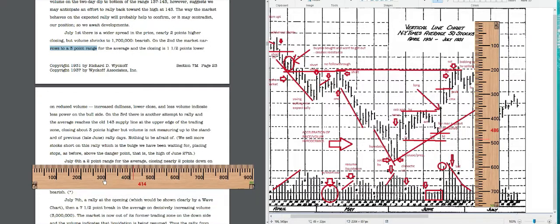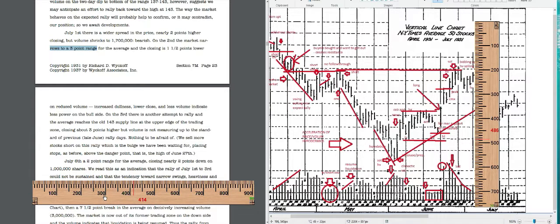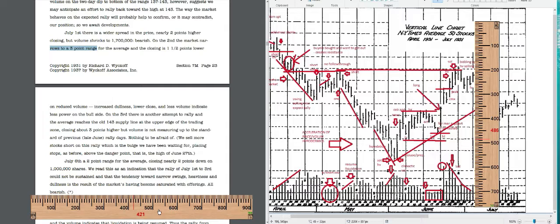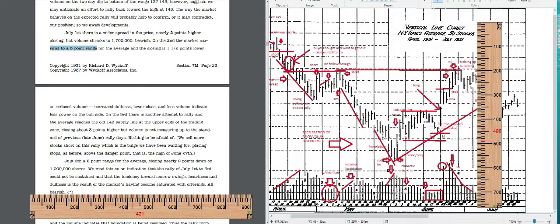"On the July 6th, a 2-point rally of the average, 2-point range, closing nearly 2 points down on a million shares. We read this indication that the rally of the first to the third could not be sustained, and that the tendency towards narrow swings, heaviness, and dullness is the result of the market becoming saturated with offers." All right. Right there, it's on the springboard.